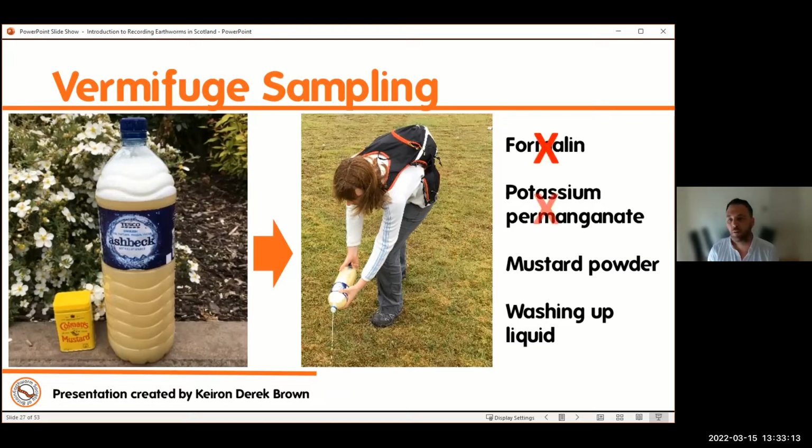I don't use formalin or potassium permanganate. They're quite dangerous chemicals and they're really damaging to the environment as well. Mustard powder is probably the best solution. It's the most environmentally friendly, and it's safe for us to use. I tend not to use washing up liquid solution because, again, I don't really know what the impacts on the environment are, and it seems to be quite nasty with the earthworms, whereas mustard powder is more of an irritant. Washing up liquid seems to mess up their mucus on the outside. I think it probably kills them as well. So it's not a nice thing to use.